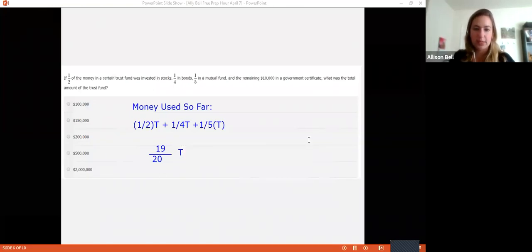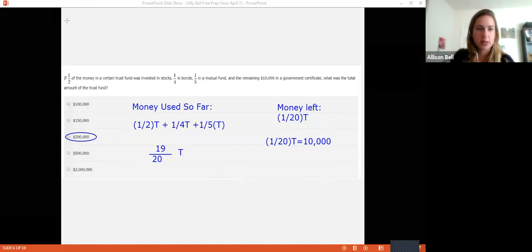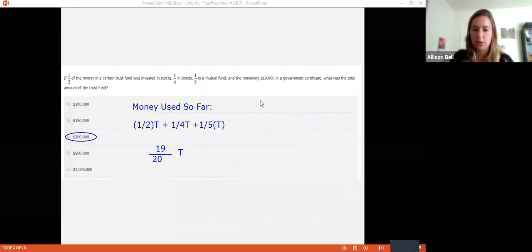If we've used 19/20ths, then the amount of money left is going to be 1/20th of the trust fund. And we're told that the remaining amount is $10,000. So then all we have to do is set up an equation. 1/20th of T equals $10,000. And when we solve, we will end up with T equals $200,000. Nice work on that, everybody. Let me know if you have any questions.